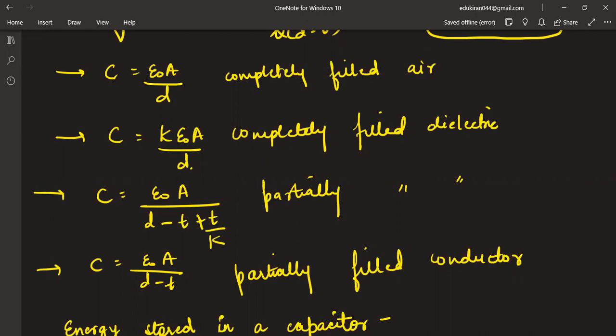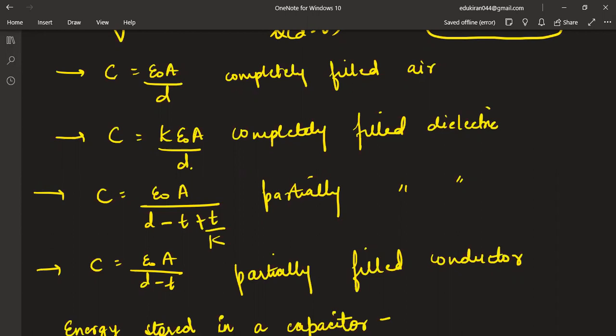And if it is partially filled with the dielectric slab, then epsilon naught A by D minus T plus T by K. And instead of the dielectric, if a conductor is there, see, dielectrics are insulators. If a conductor is partially filled, then epsilon naught A by D minus T. So these four cases you have: epsilon naught A by D, K epsilon naught A by D, epsilon naught A by D minus T plus T by K, epsilon naught A by D minus T. All these four cases you should remember.